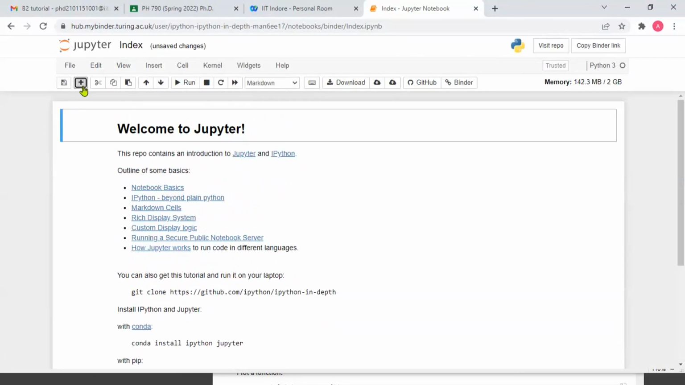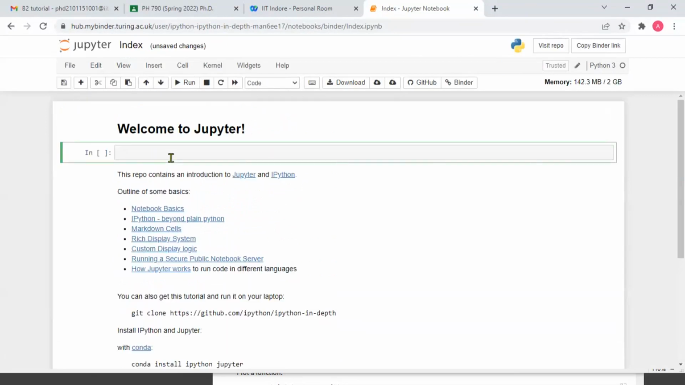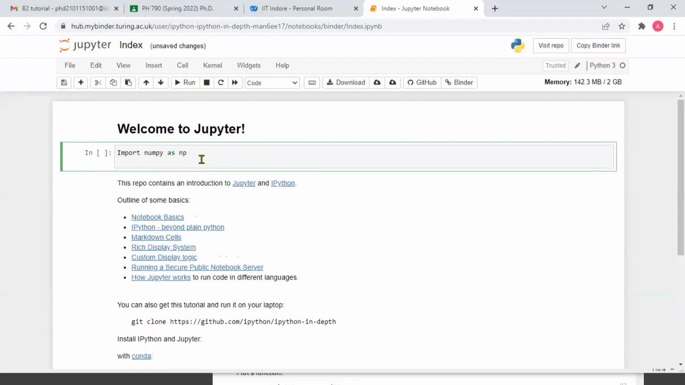Yes, just import numpy as np, I guess. And import math as m. Yeah, just that. Okay.